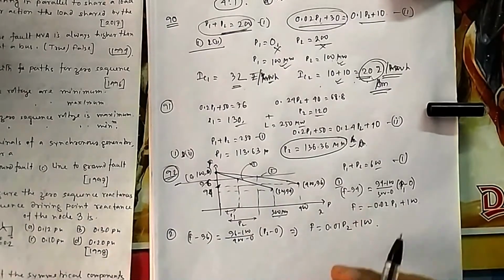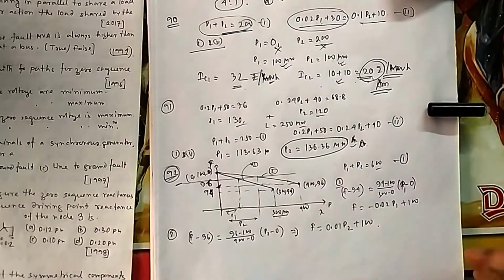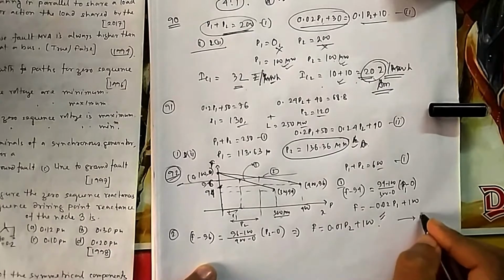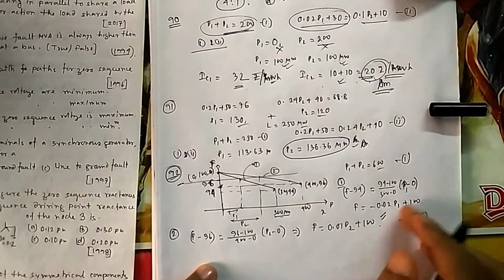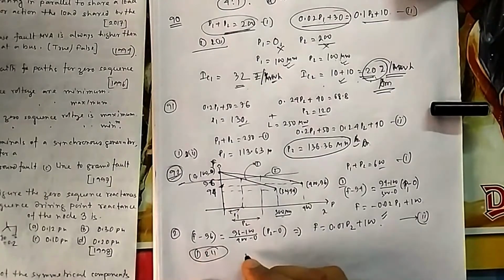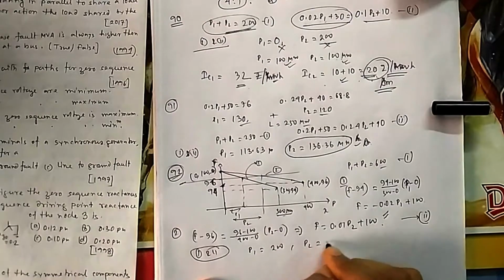Now both these should be equal. P1 and P2 can be different, because at this P1 the F is this one, and at this P2 the F is this one. So both these should be equal. If you equate these two, you will get another equation 2. This equal to this. If you solve 1 and 2, you will get the answer. Solving 1 and 2, you will get P1 equal to 200 and P2 equal to 400.